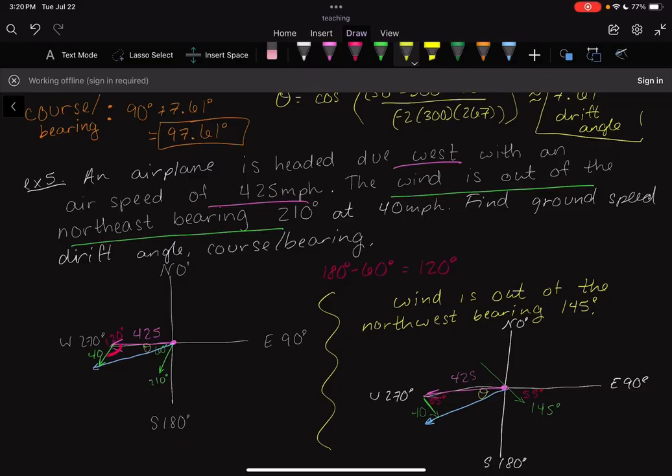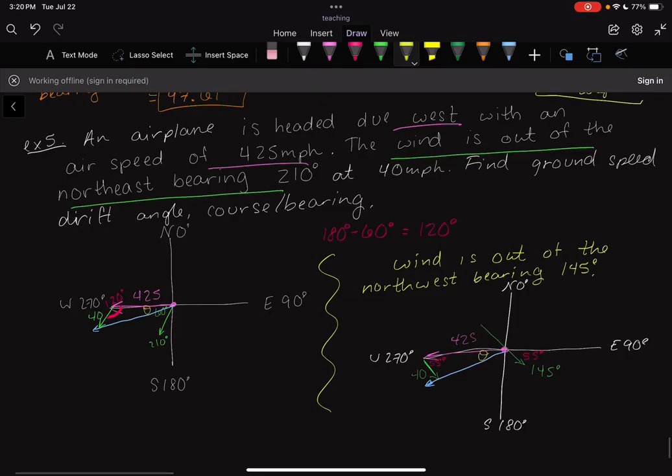So I'll let you do those maybe if you would like to, just practicing using law of cosines with them. But those are just two other cases to show you how to find that missing angle inside of there.